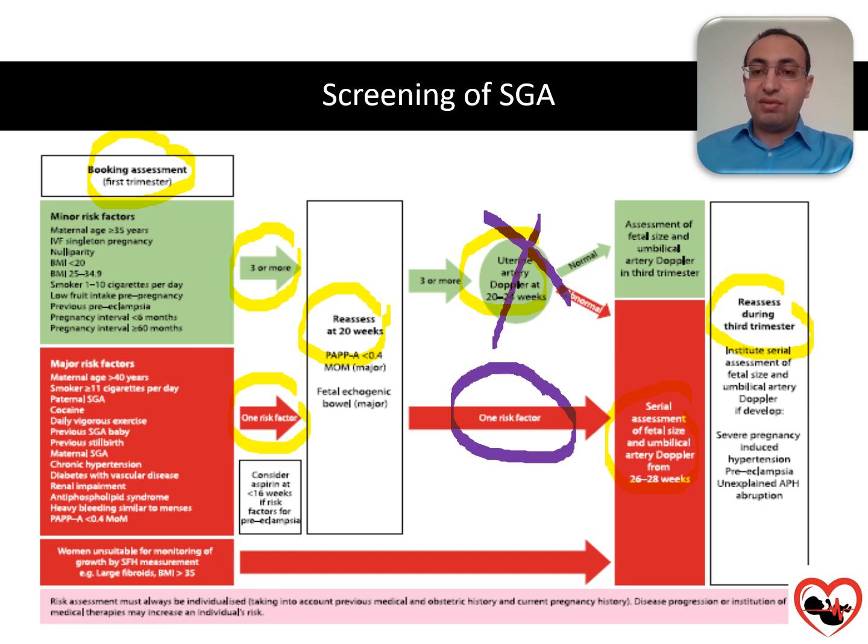With certain risk factors, if you find them in the second or third trimester, such as severe pregnancy-induced hypertension, preeclampsia, unexplained antepartum hemorrhage, placental abruption, then you have to start screening by serial assessment of fetal size and umbilical artery Doppler. This concludes today's lecture.